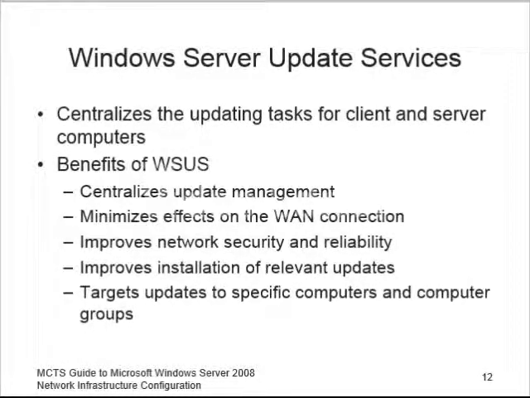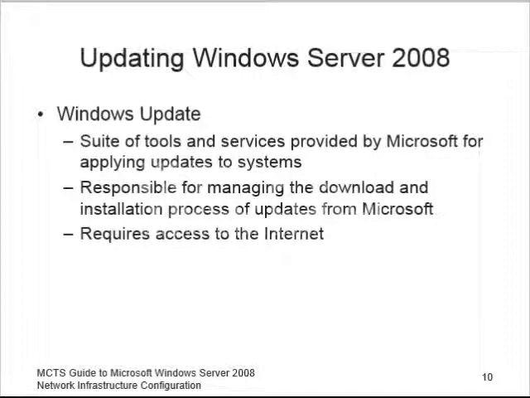We're going to be talking about two tools or two systems that we use in Windows Server 2008. The first one is the Windows Update service, and the second one is the Windows Server Update Services 3.0. Let's talk first about Windows Update. Every Windows Server 2008 computer comes with Windows Update installed by default. Windows Update is responsible for managing the download and installation process of updates from Microsoft. It requires access to the internet because it communicates with Microsoft Windows Update servers on a regular basis.